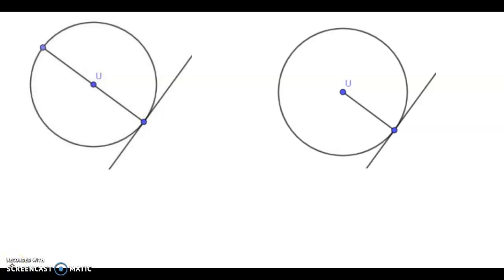Okay, here's something that I neglected to say earlier. I don't think it's come up in any problems, but it might come up in the future. When you have a diameter that is connecting to a tangent, and the point of tangency is an endpoint of the diameter, this is going to make a right angle. The tangent is going to be perpendicular to the diameter.